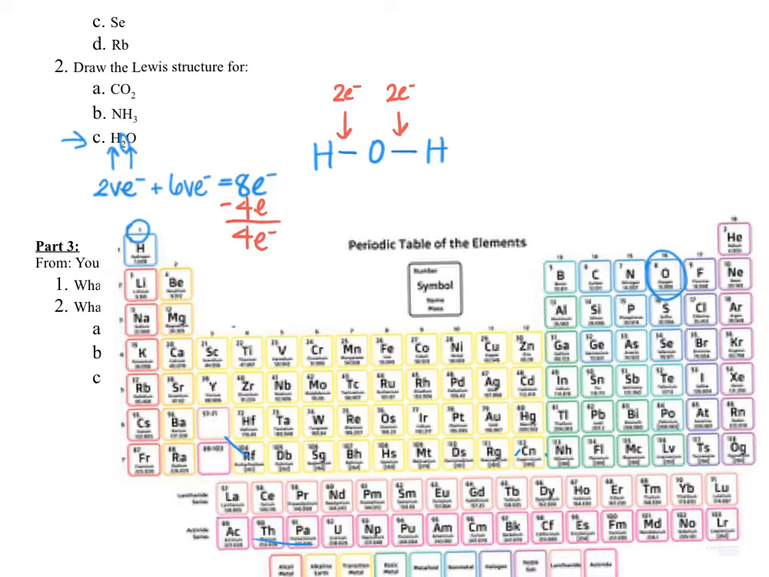So if you remember from your reading, hydrogen only ever wants 1 bond, okay? But most of the other elements would like 8 electrons around them.